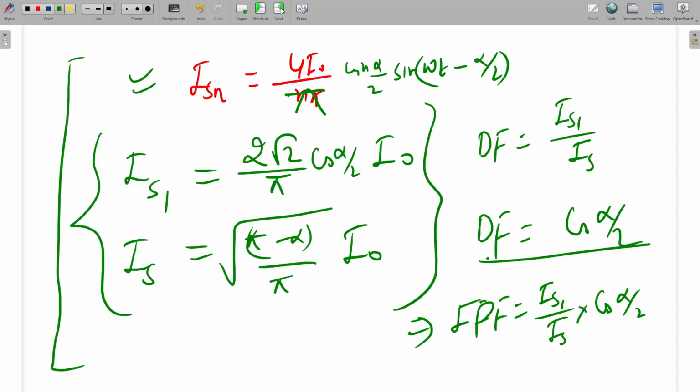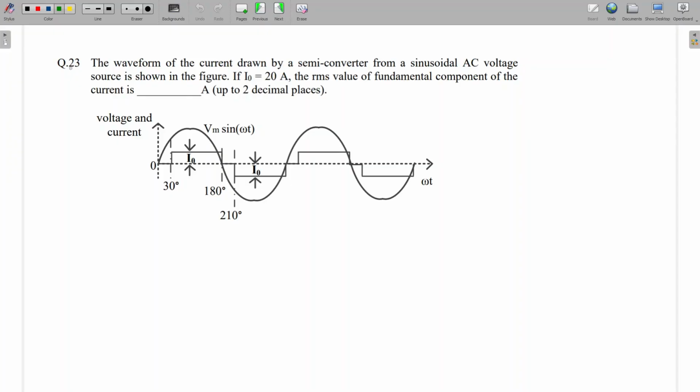You see, very simple questions have been repeated in the GATE. The first question, I think, is from 2018. What have they asked? The output current is constant, for a semi converter. If I naught is 20 ampere, they are saying I naught is 20 ampere constant. This is the I naught value.